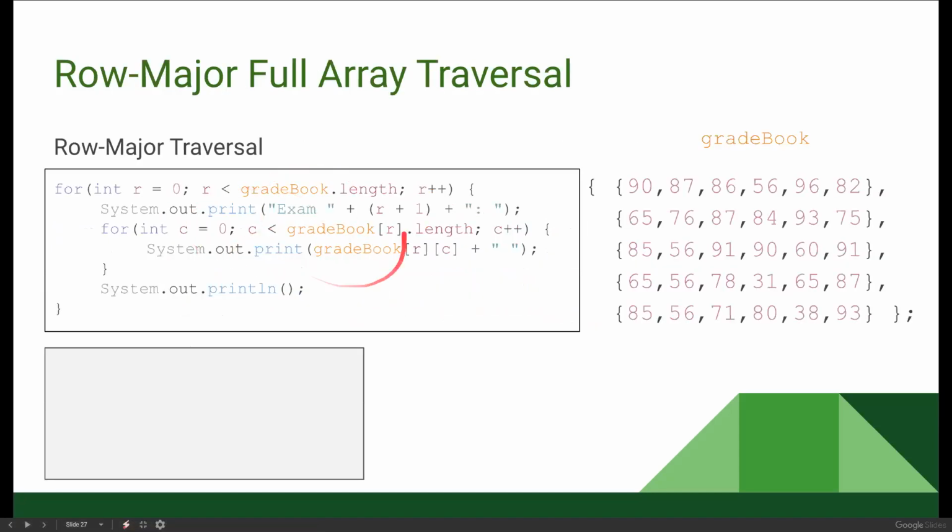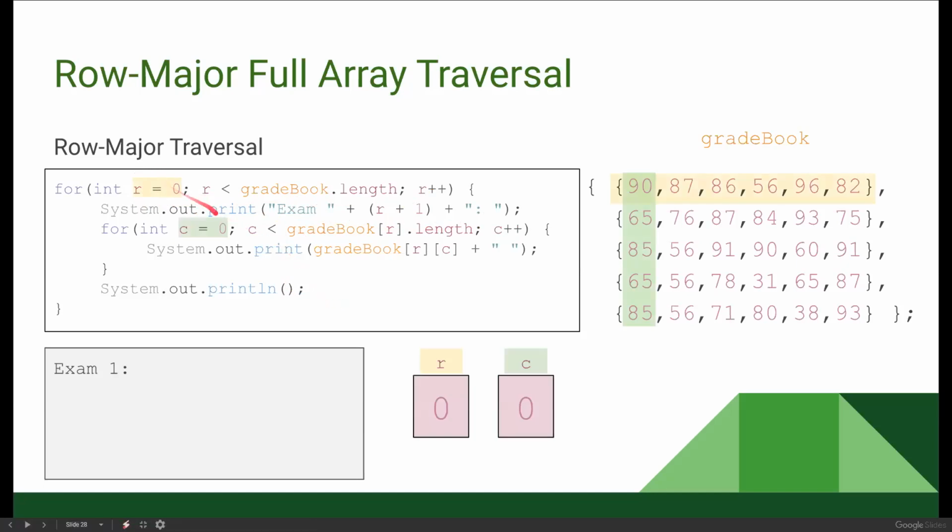So this implementation here is a row major traversal of this array. Each time I print something out, I'm going to print exam and then which number exam we're looking at. Here, R and C both start at 0. I'm printing exam 1, so we're printing the values for exam number 1. R and C both start at 0. We're going to print at RC 0, 0. That gives us 90.